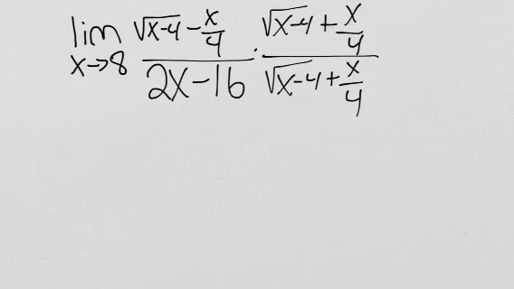Okay, well, that is going to give us, okay, well, the square root signs cancel, so we get x minus 4. We have to square the whole thing. We get x squared over 16.